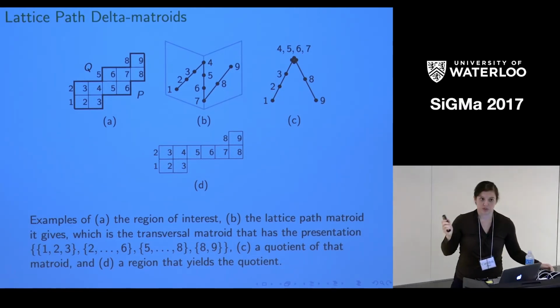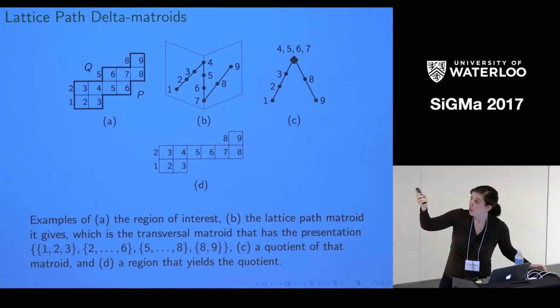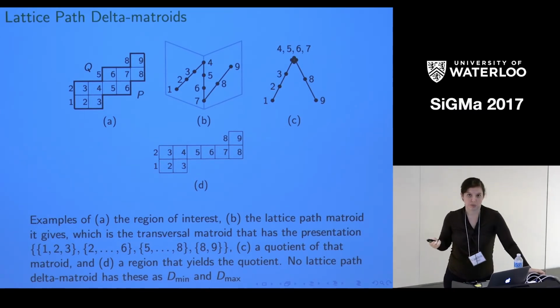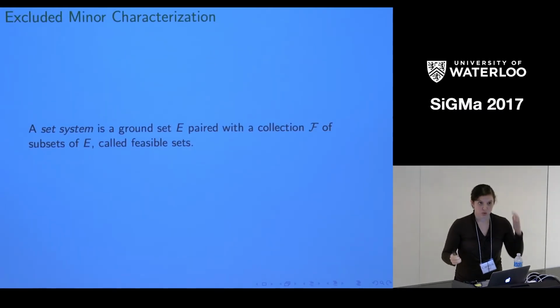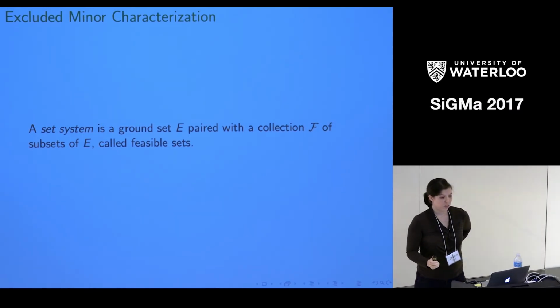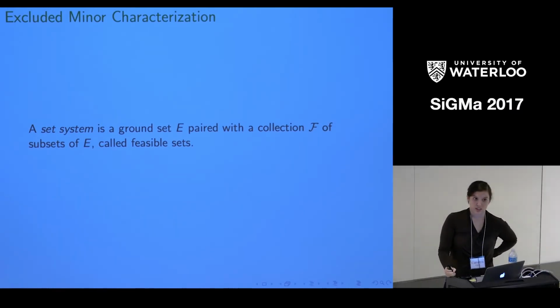This is an example of a pair of lattice path matroids where one is a quotient of the other, and you cannot get a delta-matroid that has those as D-min and D-max. So just in case you were hopeful in that direction. And the last thing I'm going to talk about is an excluded minor characterization for delta-matroids.